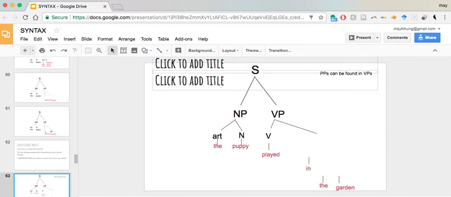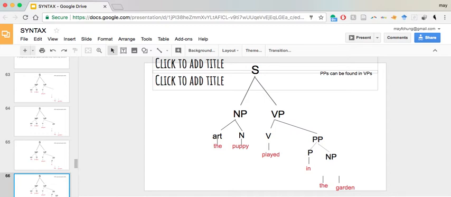So here I have the puppy played in the garden, okay, in the garden. And I would say, okay, in the garden, that kind of describes to me where the puppy played. So I would say it's a prepositional phrase, okay. Don't forget a prepositional phrase always splits into a preposition and another noun phrase. And a noun phrase splits off into, of course, your article and your noun, okay.